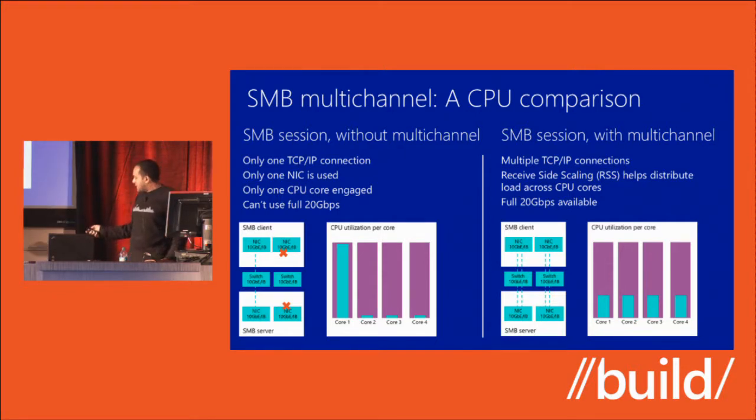And you don't really need two interfaces. You can just do one, and we will do multiple connections over the same interface. And again, the application doesn't need to really do anything to make use of this. You just open a file on a share and then do I/O to it. You'll get all the benefits automatically.